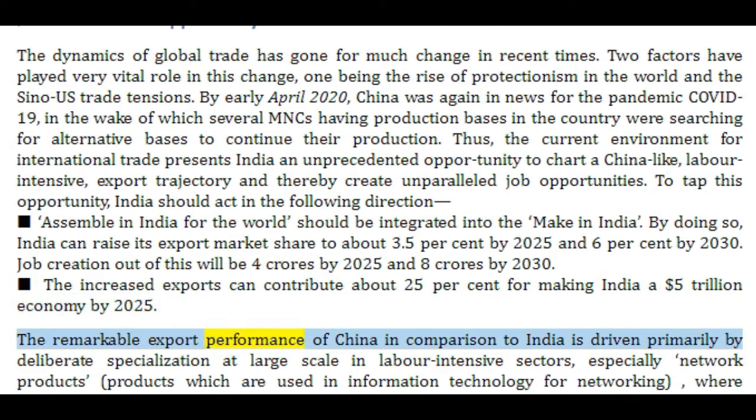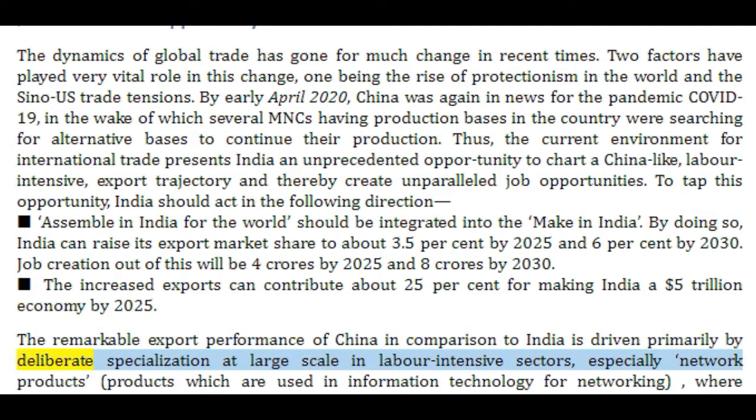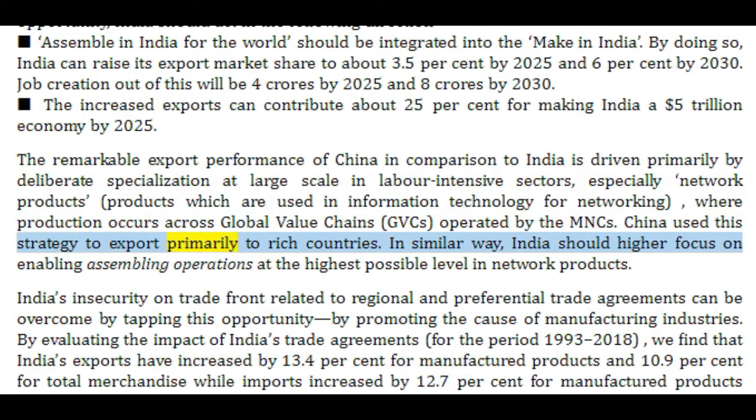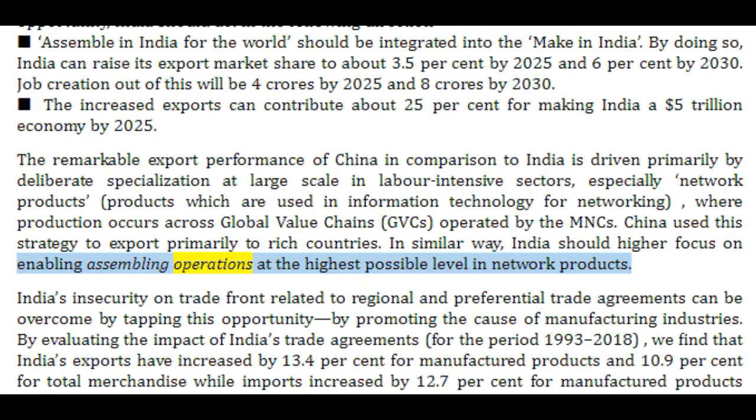The remarkable export performance of China in comparison to India is driven primarily by deliberate specialization at large scale in labor-intensive sectors, especially network products which are used in information technology for networking, where production occurs across global value chains, GVCs, operated by the MNCs. China used this strategy to export primarily to rich countries. In a similar way, India should have a higher focus on enabling assembling operations at the highest possible level in network products.